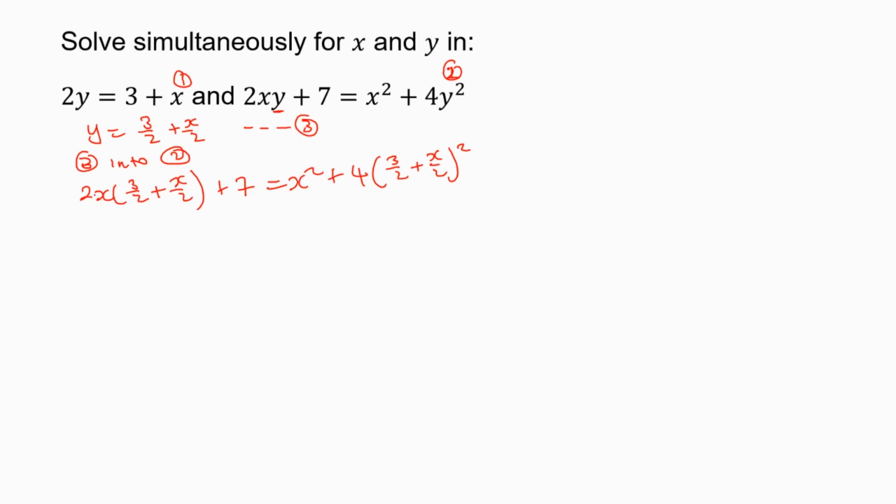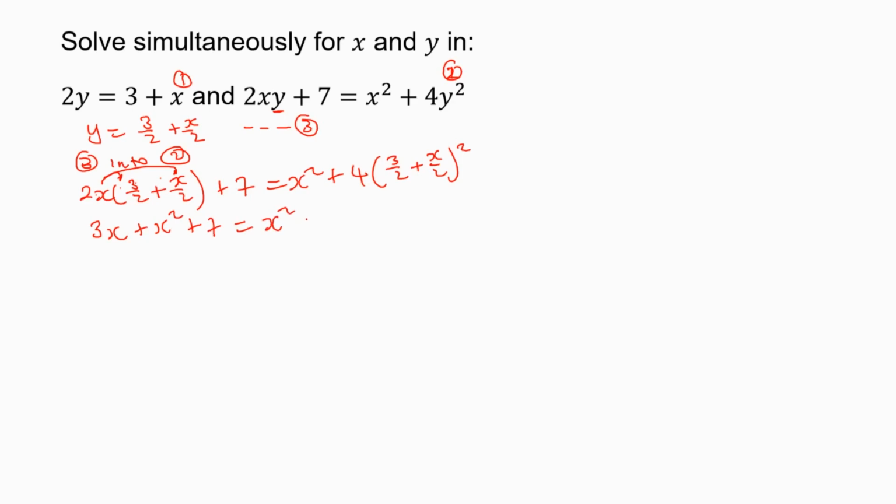So we're saying 2x times 3 over 2. So 2 divided by 2 here is 1. We remain with 3x. Do you see that? We remain with 3x here. Expanding this and that. Right, 3x. Then 2x times x over 2. The 2 divided by 2 is 1. We remain with x squared, positive x squared. Plus x squared. And then plus 7 is equal to x squared.